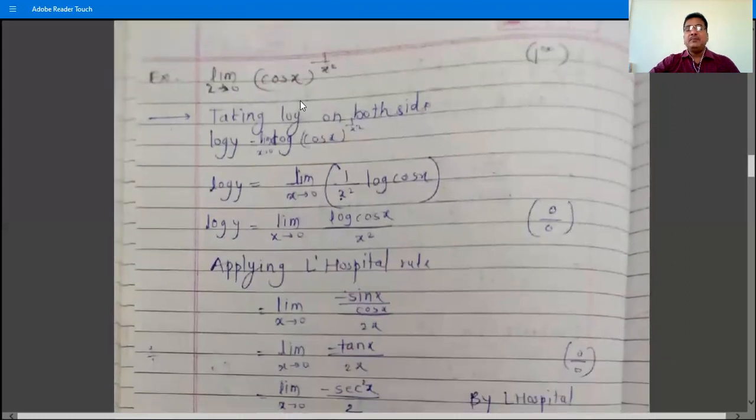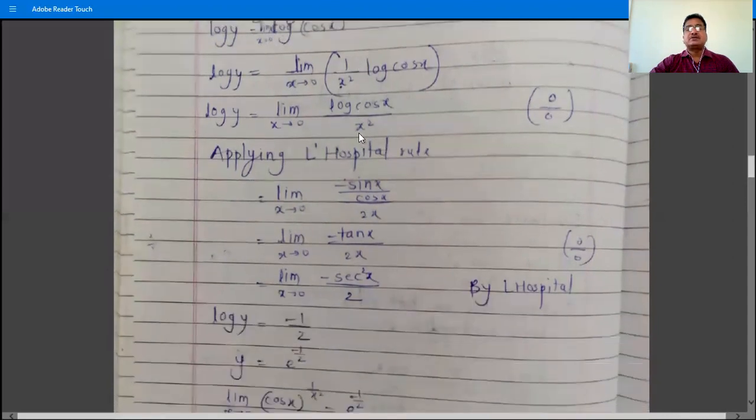The same type of problem on L'Hospital rule, of the type f(x) raised to g(x): limit x tends to 0, cos x raised to 1 by x square. So if we substitute x as 0, then cos 0 is 1 and 1 by 0 is infinity. 1 raised to infinity is an indeterminate form. So taking log of both sides, first write y is equal to this. Denote y is equal to limit x tends to 0, cos x raised to 1 by x square. And then taking log of both sides, we have log y is equal to limit x tends to 0, log of cos x raised to 1 by x square.